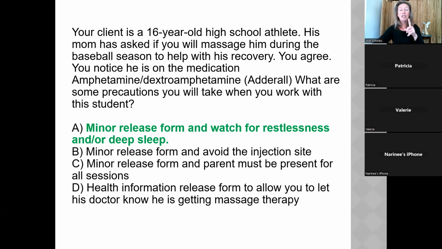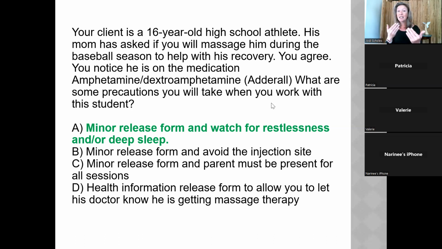But here's the key, you guys. Minor release form, and a parent must be present for all sessions. That is not our standard of practice. Parent does not have to be present for all sessions. They have to be present for the first session. Tricky, tricky.